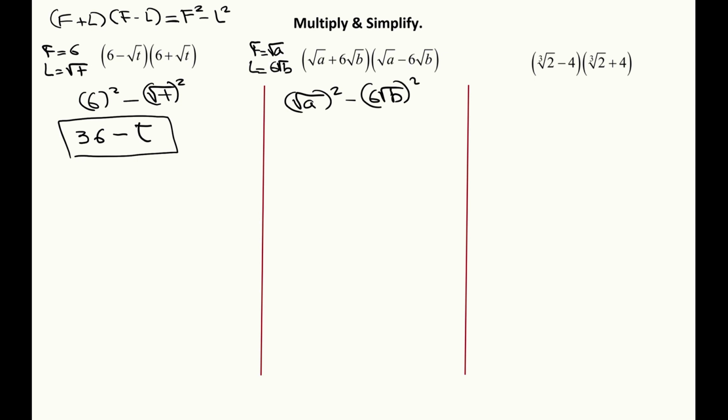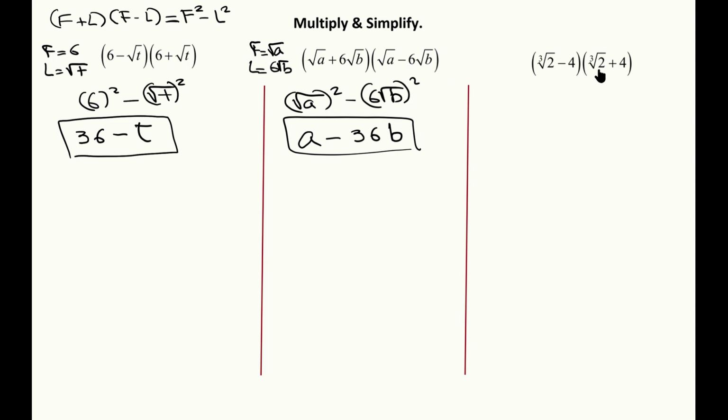So the square root of a squared we know is just a minus, now in this group we have to square each of those factors, so we get 6 squared, which is 36, and square root of b squared, which is going to be b. No more like terms, so we are finished.